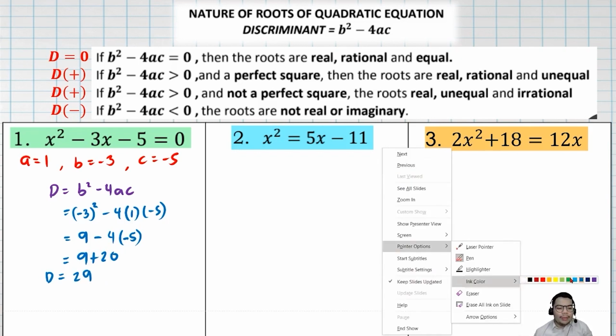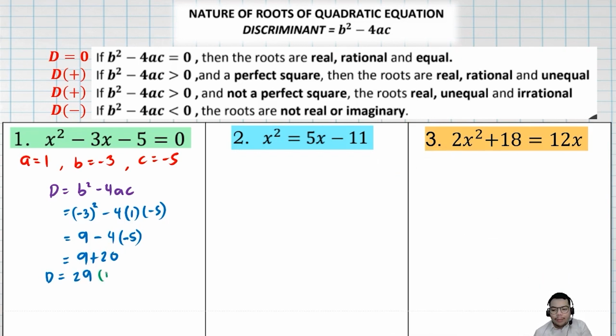Therefore, the discriminant value, as we observe, is positive. So we need to choose which of these two given ideas will give us the nature or characteristics of the roots. To find out, we have to identify, is 29 a perfect square or not a perfect square? From this, I think 29 is not a perfect square. Therefore, we cannot identify it as the first case, but rather the second case of a positive discriminant. So it is not a perfect square.